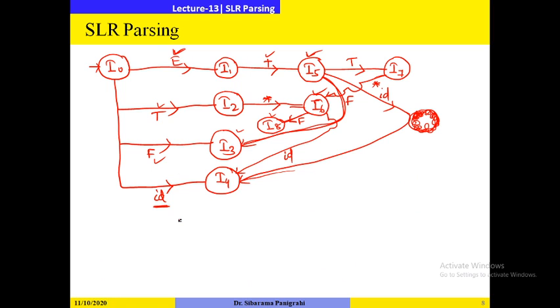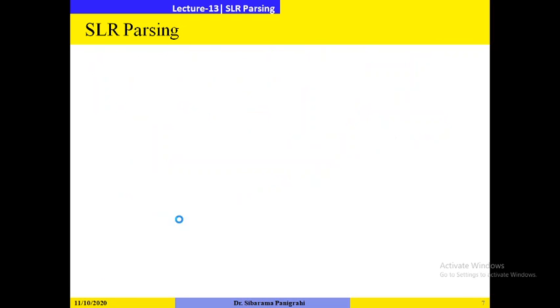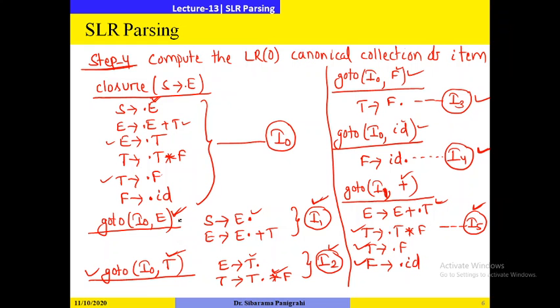For that, we have to look at the productions and search for a production like A gives to alpha dot. It means the dot is present at the end. So in I0, is there any production where dot is present at the end? No. But you see in I1 there is a production where dot is present at the end.